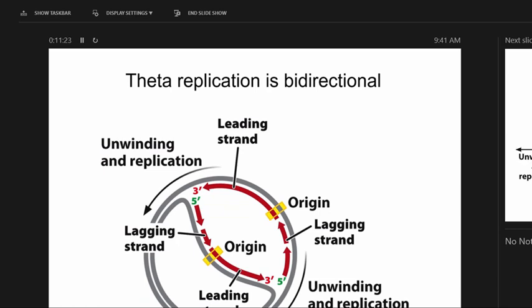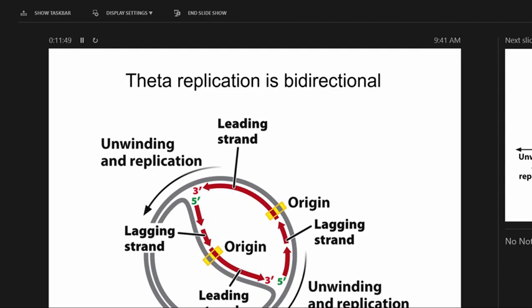All right, so here's the theta replication model that I went over at the beginning again, and from where I'm drawing the line to the right, this is the replication fork that we've been looking at. But I said keep in mind that there are two replication forks in every replication bubble, and here, from where I'm drawing this line to the left, is the other one.